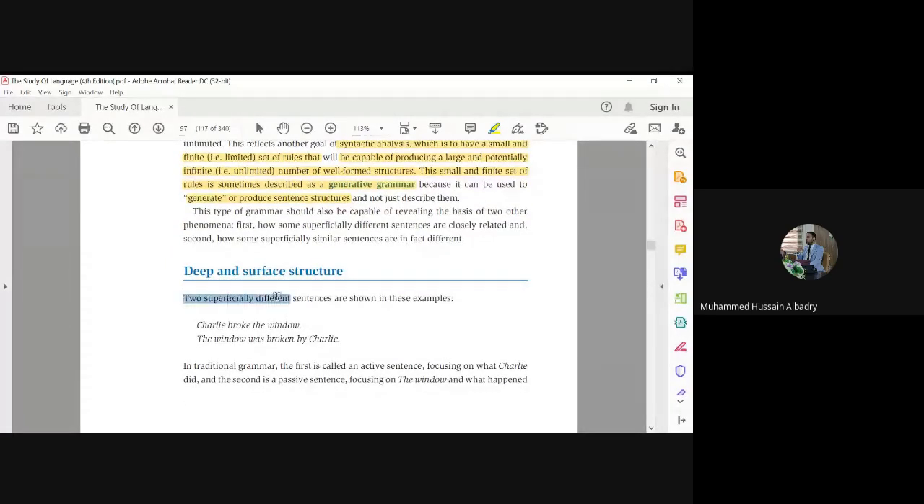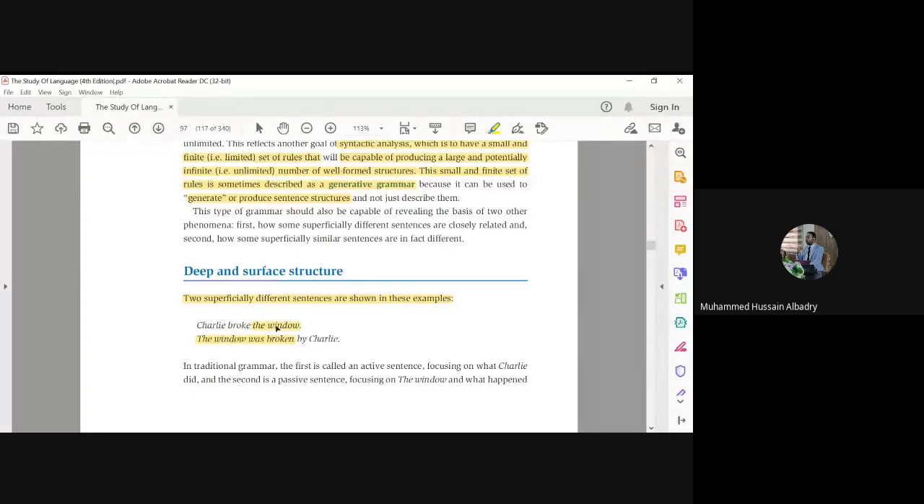Here are two sentences which are superficially different. Charlie broke the window: here we have subject, verb, object. The window was broken by Charlie: here we have an active sentence, here a passive. The window is at the beginning here, the object, was broken, passive, by Charlie, at the end.